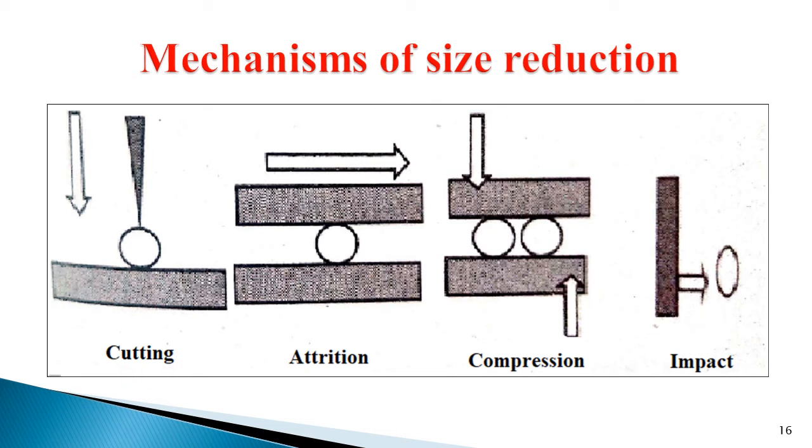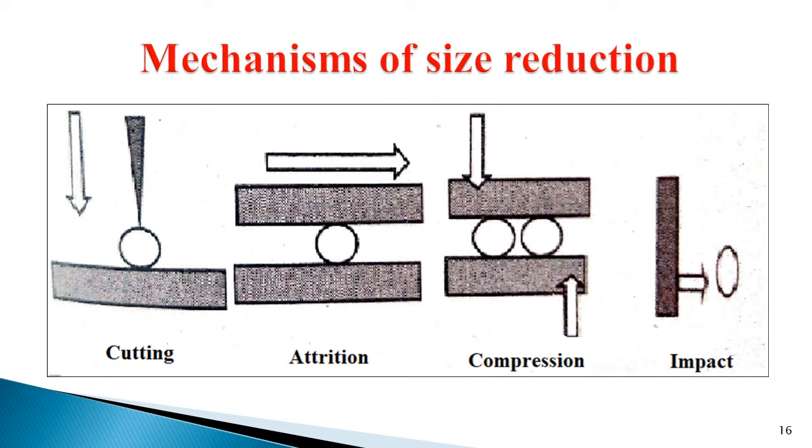Cutting. In cutting, the material is cut by means of sharp edges or sharp blades of the instrument. In case of attrition, it involves breaking down the particles or material by rubbing action between two surfaces. So it is a surface phenomenon.